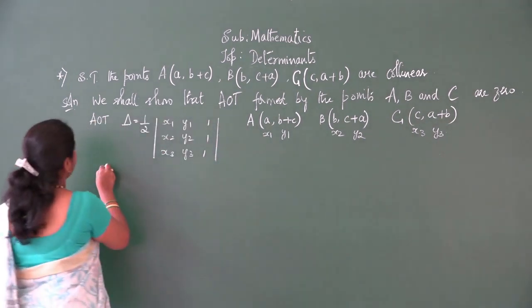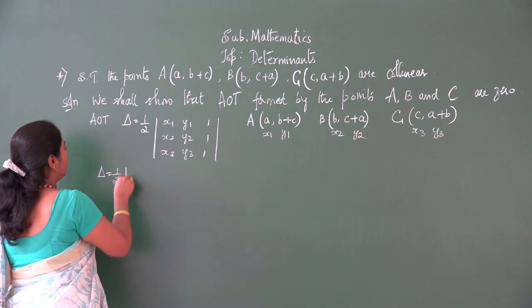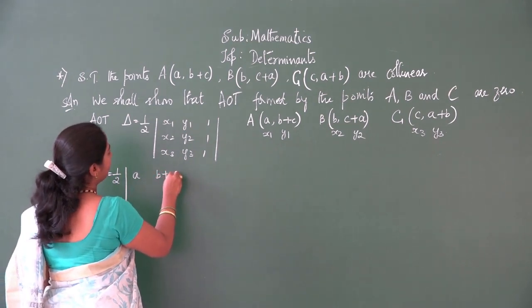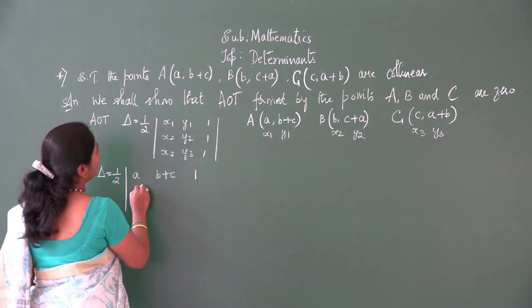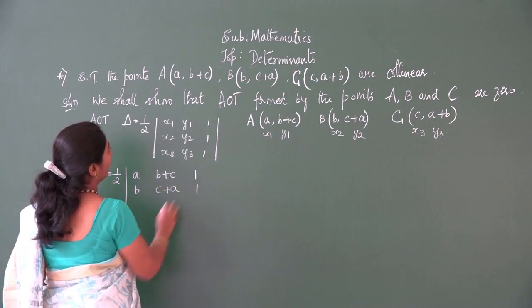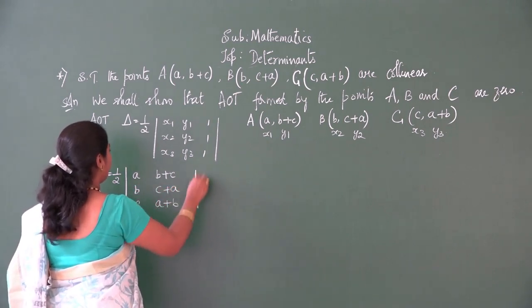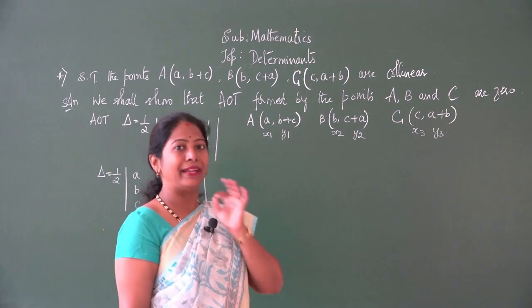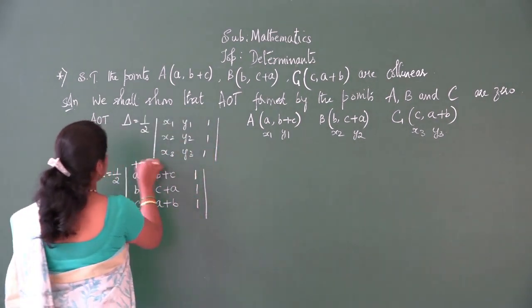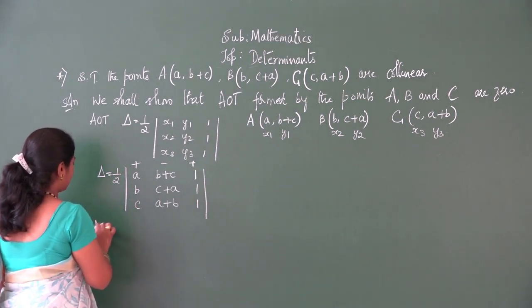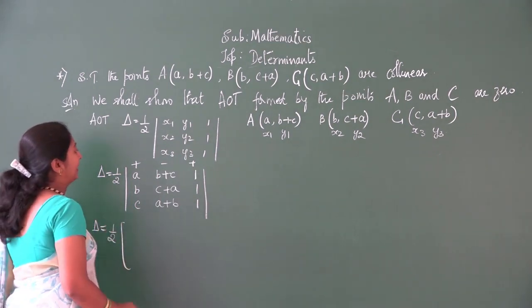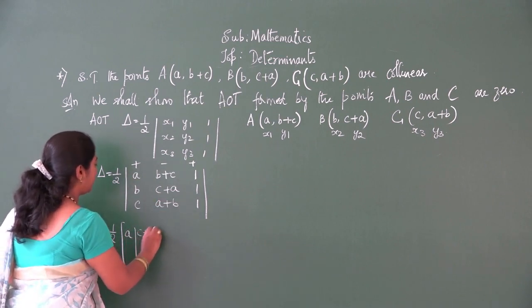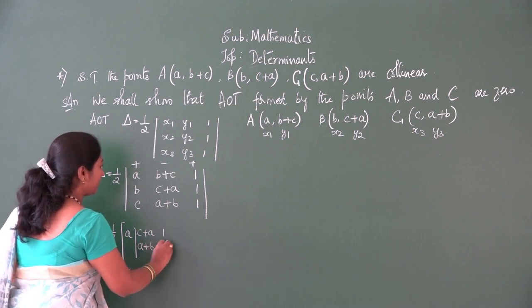So what do we have? Delta is equal to half into determinant of what is x1? A. What is y1? B plus C, 1 again. Similarly, B, C plus A, 1, C, A plus B, 1. We shall associate the sign for the 3 cross the determinant, that is nothing but plus, minus and plus. Delta is equal to half into expanding the determinant. When I consider A, what is the determinant left out? C plus A, 1, A plus B, 1 again.